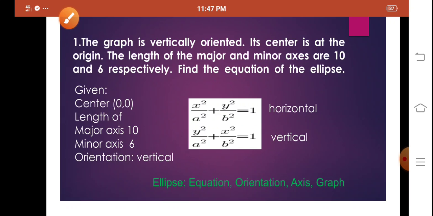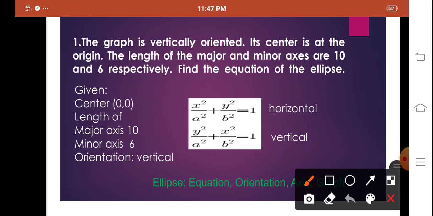Let us take some example. The graph is vertically oriented. Its center is at the origin. The lengths of the major and the minor axis are 10 and 6 respectively. Find the equation of the ellipse. First, you have to look for the given. So the center is at 0 and 0. The length of the major axis is 10. The minor axis is 6. And of course, the orientation is vertical.